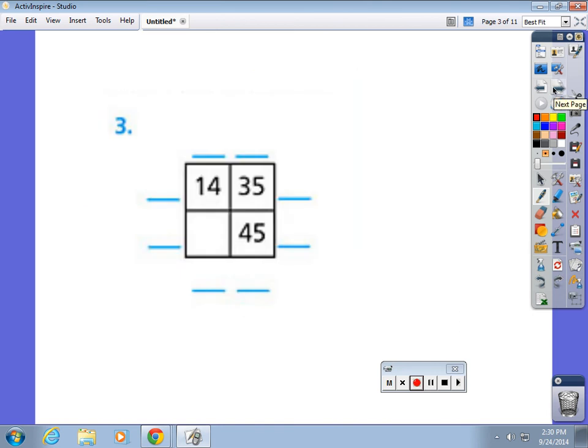Going on to the next page, and I'm now on page 44. Problem number 3. We have a 14 and a 35. And a 45.